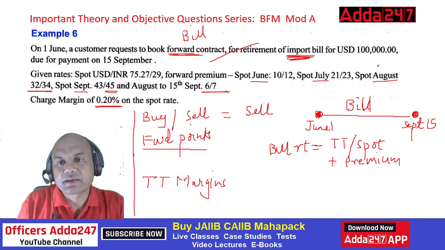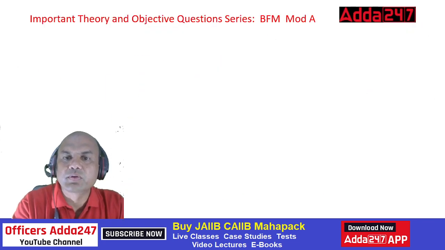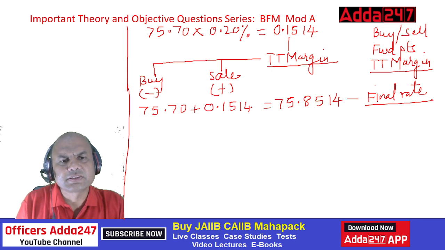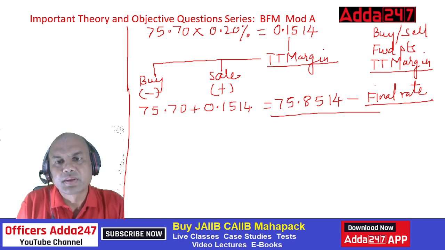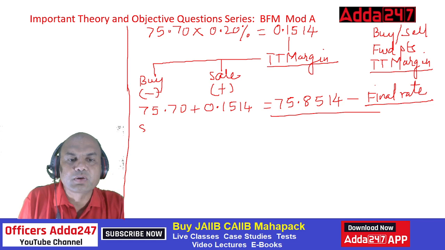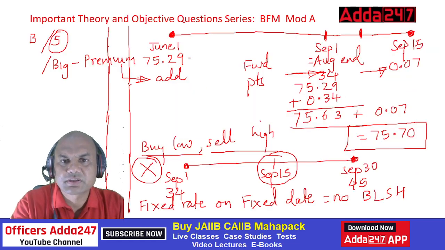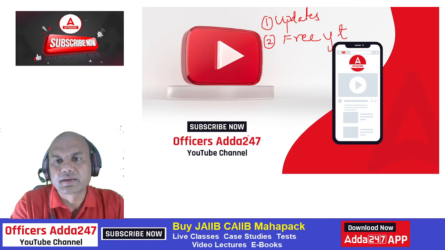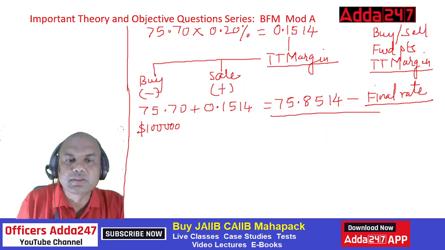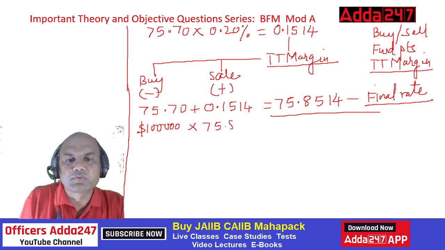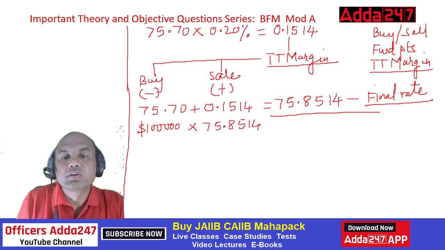Now let me ask you a question. This USD is 1 lakh, right? So what will you do with this amount now? Suppose I multiply this, your answer is over. Your answer is this much only. Now if I ask you about this USD 1 lakh, was it 1 lakh or 10 lakh? 1 lakh, yes. So 1 lakh into 75.8514. This was your rate, and you multiply this. When you multiply this, you get it in rupees.